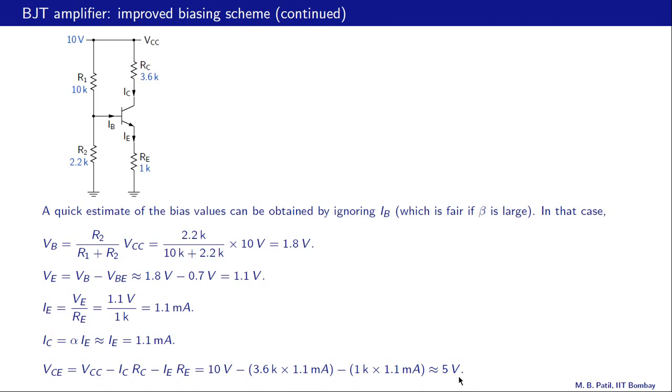So there is a slight difference here. The earlier VCE was 4.9 when we actually considered the value of beta about 100, and if we consider beta to be very large, then it is 5 volts. So 4.9 there and 5 here, not a big difference. And very often this quick estimate of the bias values is very helpful.